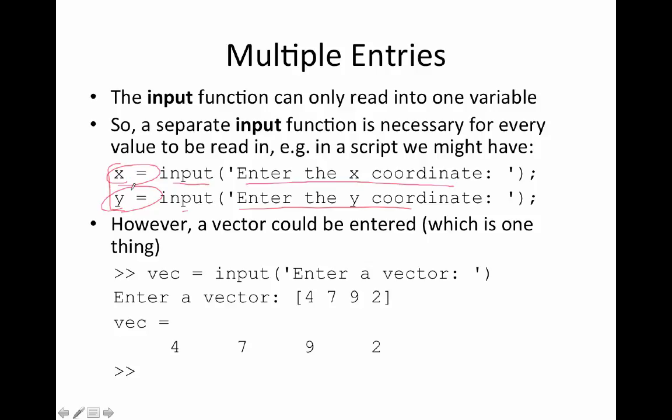However, you could read into a vector, but that is one thing. So we could say input, enter a vector, and then the user would have to know to type in a vector. For example, you could enter using square brackets, and that is one thing, a vector, which gets stored in the variable on the left. And in this case, I did not suppress the output here, so we see what is stored in the vector variable when this is executed.